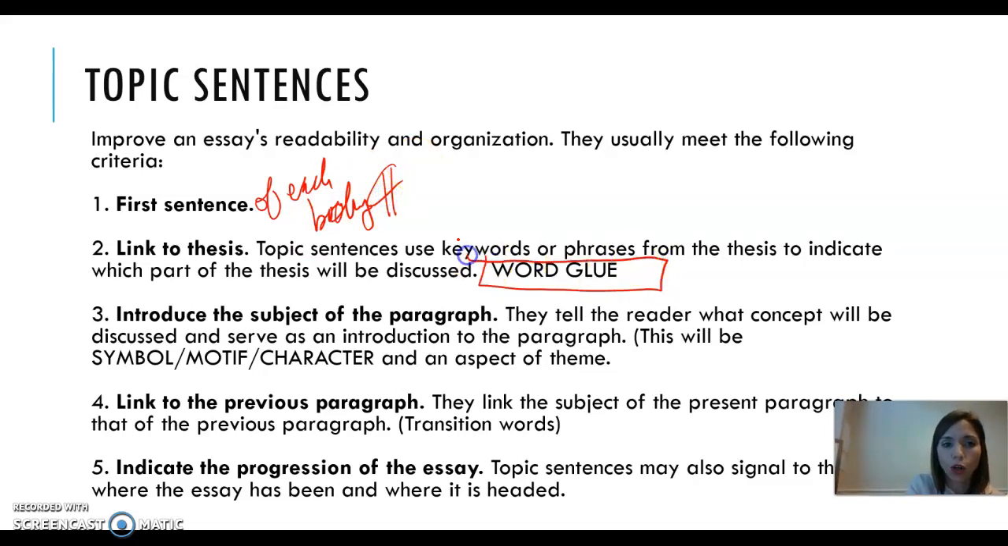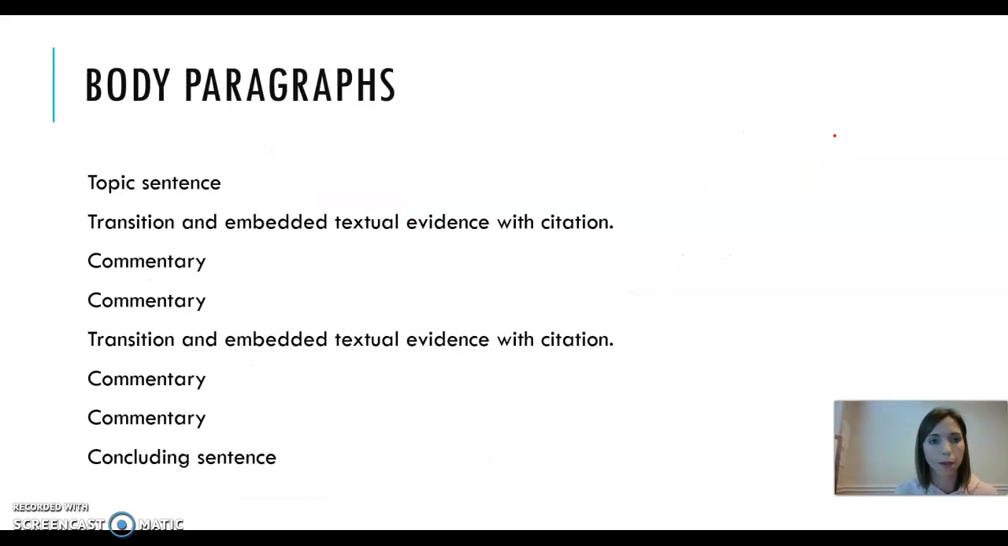We're going to talk about word glue. If your thesis is about loss of innocence, growing up, fear of change, alienation, some pieces of those words or synonyms should be in your topic sentences. If your thesis statement says you're going to talk about the museum and the red hunting hat, probably those symbolic elements are going to appear in a topic sentence. These topic sentences tell what the subject of the paragraph is about. And then they're going to show the progression of the essay.